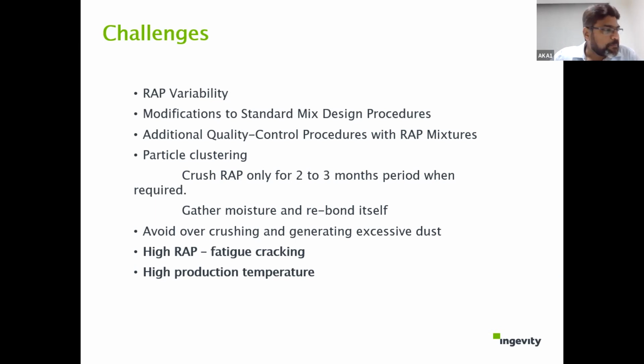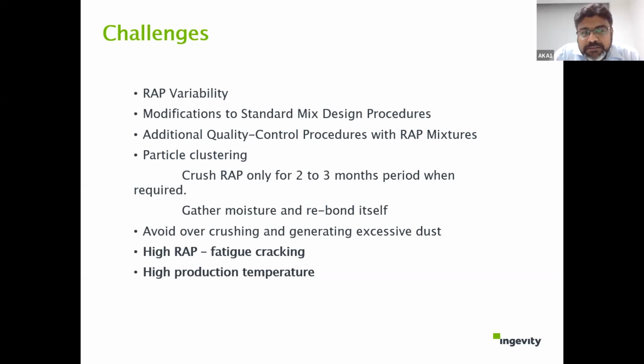This is an area where people like to study how we do it, what we can do, and how much time is required. For example, if I have segregated RAP, what is the timeline before which I need to use it? There are a lot of those kinds of issues currently being faced at site. And typically when people try to crush more to get the right size of aggregate, they also end up creating more dust, which doesn't help in optimizing the RAP usage.